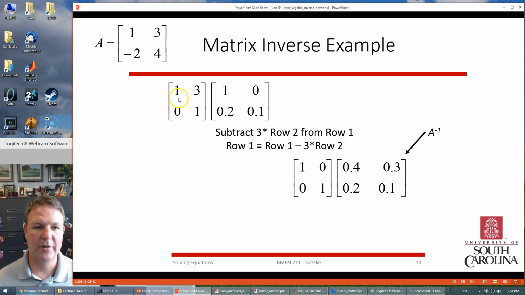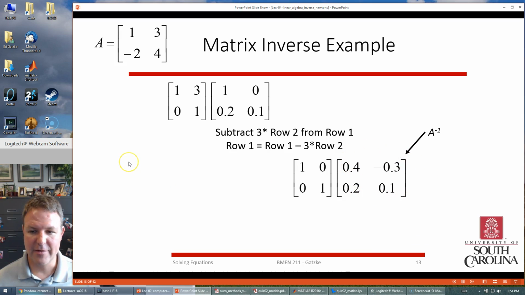So 3 times 0 from 1 is 1. 3 times 1 from 3 is 0. 3 times 0.2 from 1 is 0.4. 3 times 0.1 from 0 is negative 0.3. Now we have the identity matrix here, and whatever is here is A inverse.